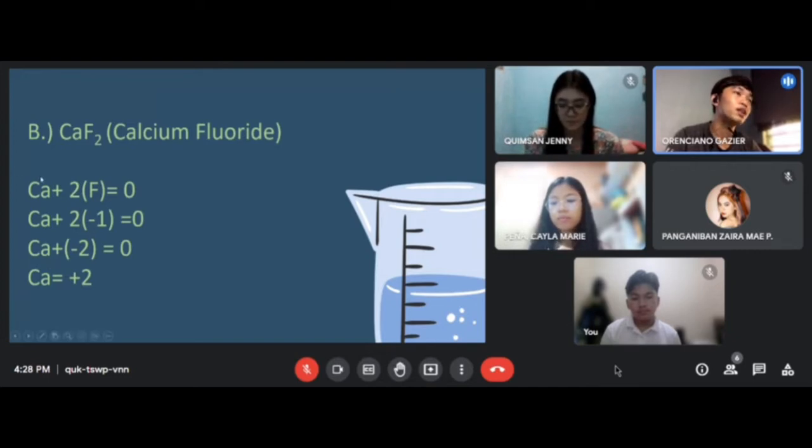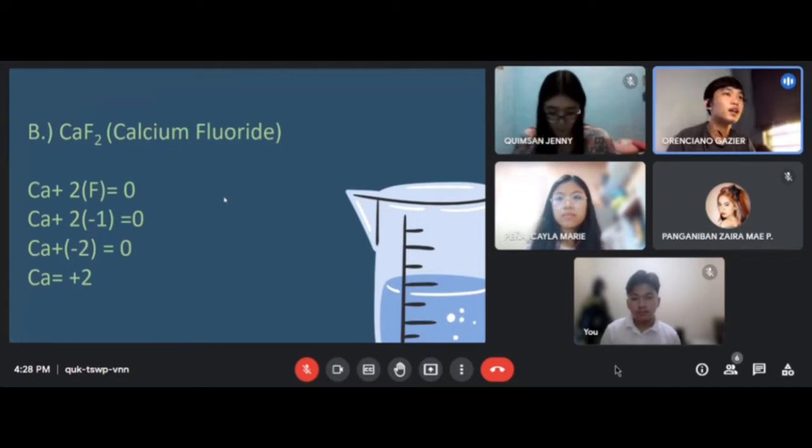Upon checking, the same. We just put the oxidation number we got for Ca, positive 2. Then, negative 1 times 2 is negative 2. Then, we just cancel out both. Then, our calcium compound is neutral.